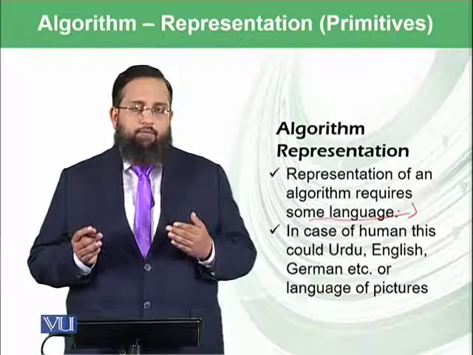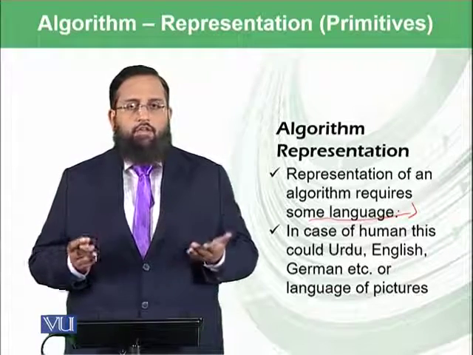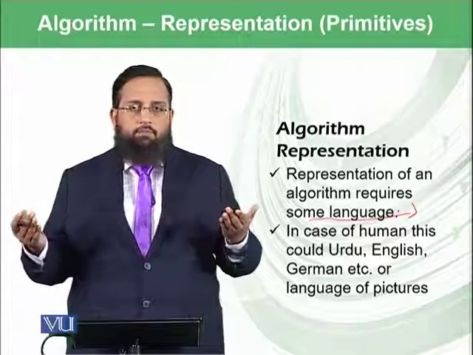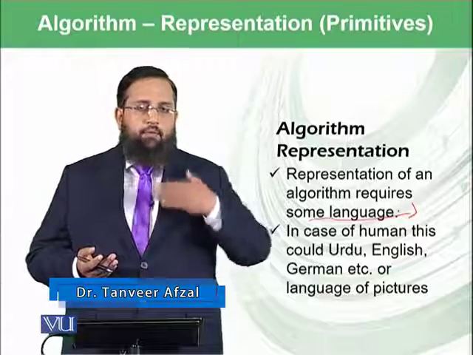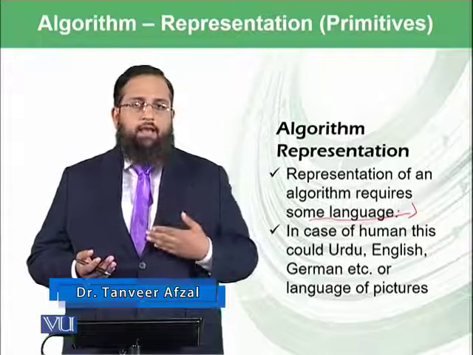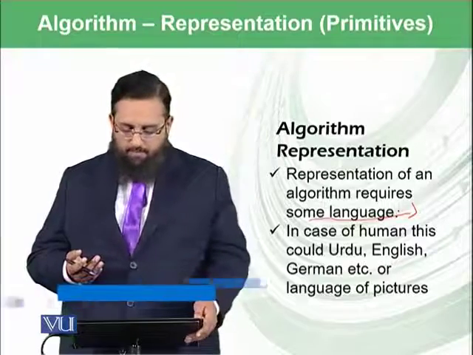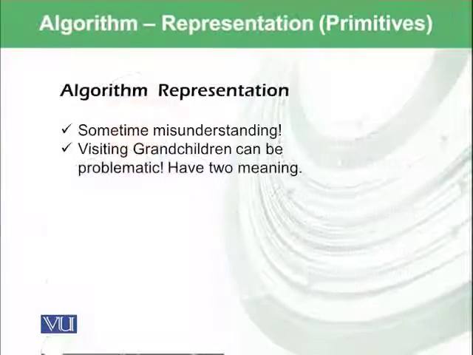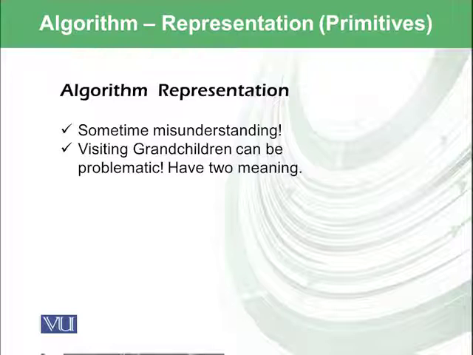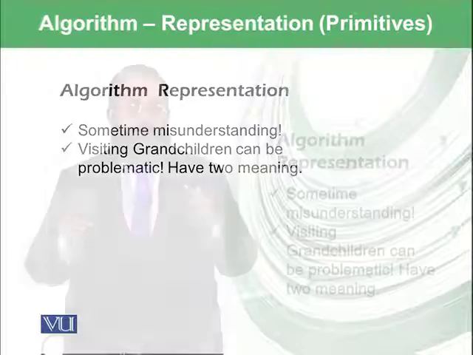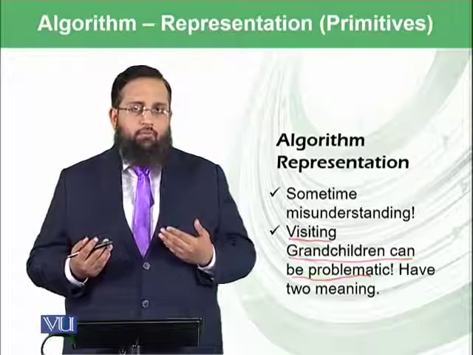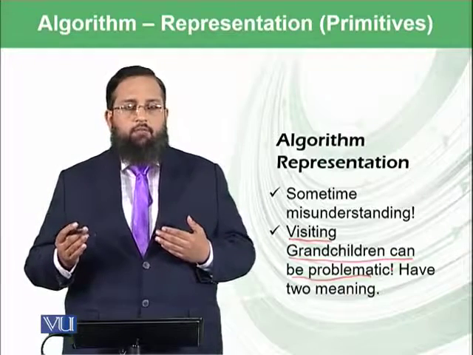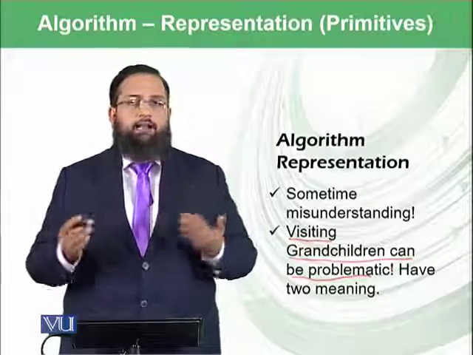In case of humans, they have languages: English, German, Urdu, Punjabi, Pashto. So all of those languages are available for humans. However, when they communicate, even then we have some confusions. For example, if I give a statement, visiting grandchildren can be problematic, this might have two meanings. One is that when grandchildren visit you, that is problematic, and the next meaning could be that when you visit your grandchildren, that is problematic.